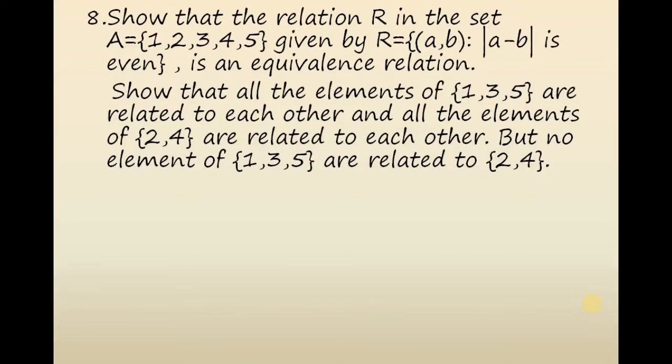So moving on, let's come to the 8th one. It says, show that the relation R in the set A = {1, 2, 3, 4, 5} given by R = {(a, b): |a − b| is even} is an equivalence relation. Remember this. It's a unique condition, right? It's something different. And all the elements of the set {2, 4} are related to each other, but no element of the set {1, 3, 5} is related to any element of {2, 4}. Let's see. Don't get confused. We'll just solve the first part first.